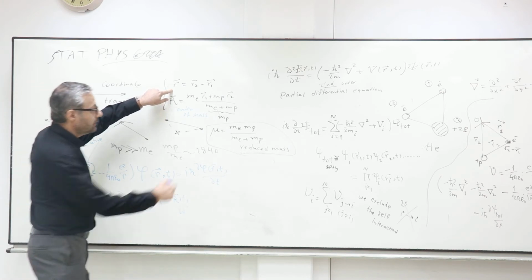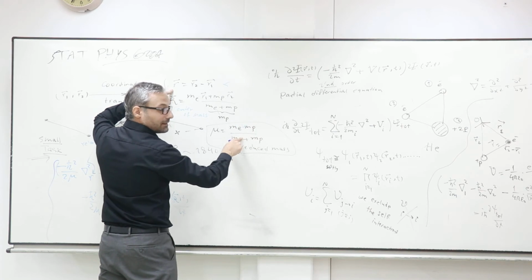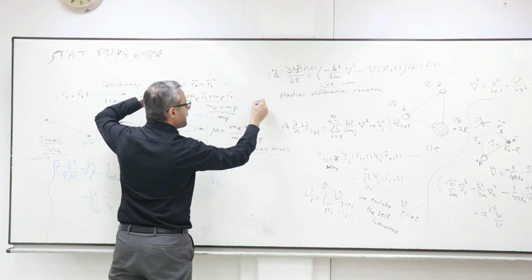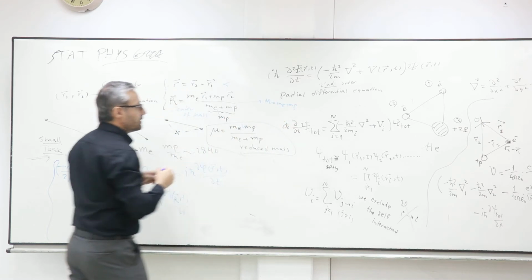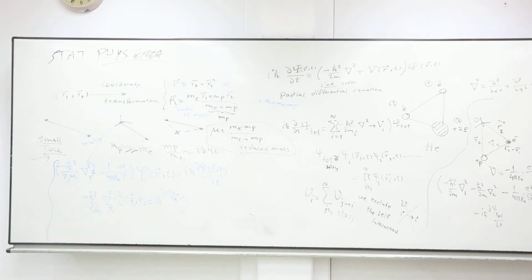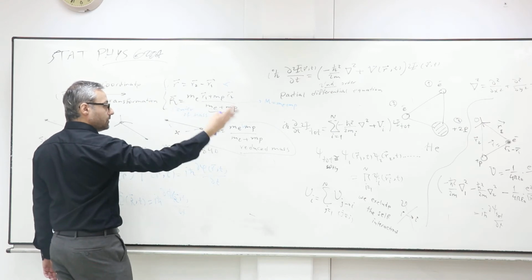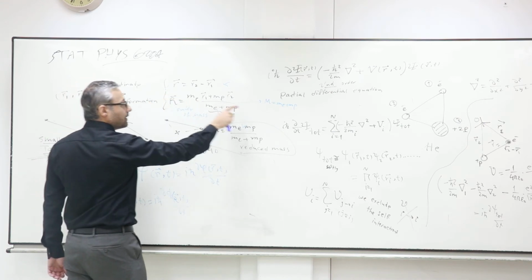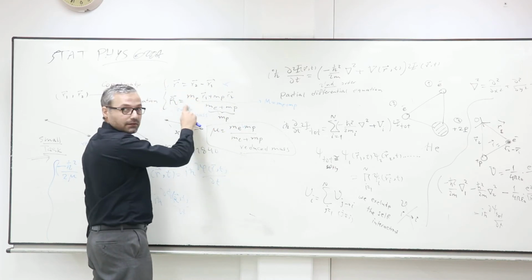This position has this mass, and this position has this mass, M_E plus M_P. So I want to make a more beautiful picture now: a system with two particles is reduced to the dynamics of the reduced mass with this coordinate and the total mass with this coordinate.